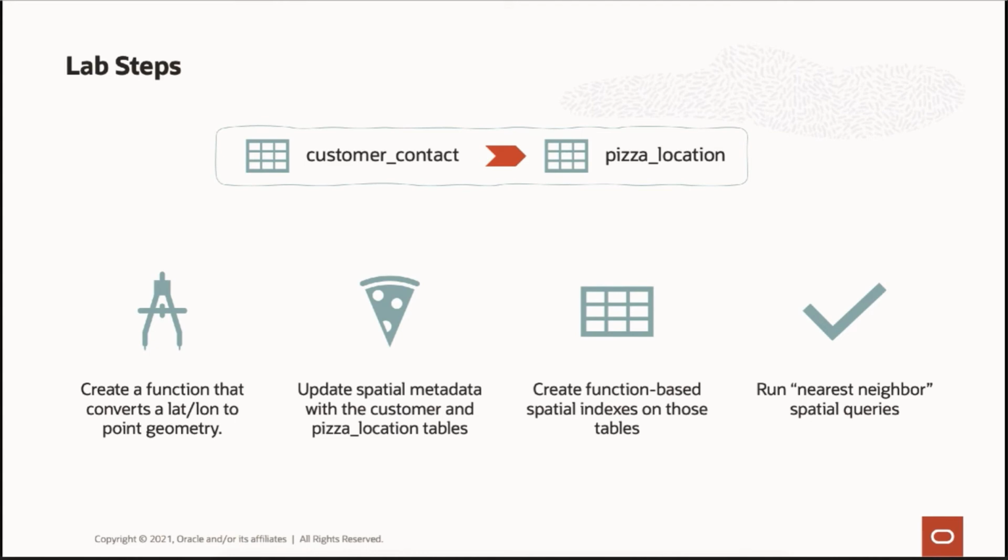You will then create a function-based spatial index on both of those tables, which I mentioned previously is a powerful database feature that Spatial is able to take advantage of. And then once you've done those 3 steps, you'll run a whole host of what we call nearest neighbor spatial queries, proximity queries. And you'll see the full complement of different ways in which those kinds of queries can be run. And at the end of it, you will finally run a big nearest neighbor join query to determine the closest pizza shop for each customer when that customer is within a reasonable distance of a pizza shop location.